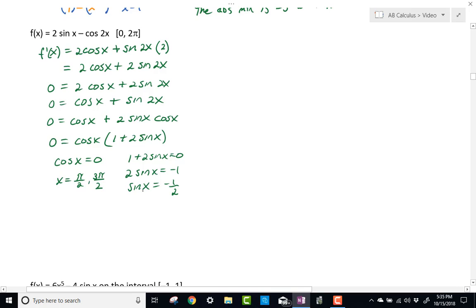All right, so now we need the angles where sine of that angle is equal to -1/2. So I know that at 30 degrees it's equal to positive, so I know it's going to be something with pi over 6. So I have to go all the way into quadrant 3, which is 7 pi over 6, and then into quadrant 4, which is 11 pi over 6. All right, so right here I've got 4 different possible values for maxes and mins, plus my 2 endpoints. Okay, so these guys are critical numbers.